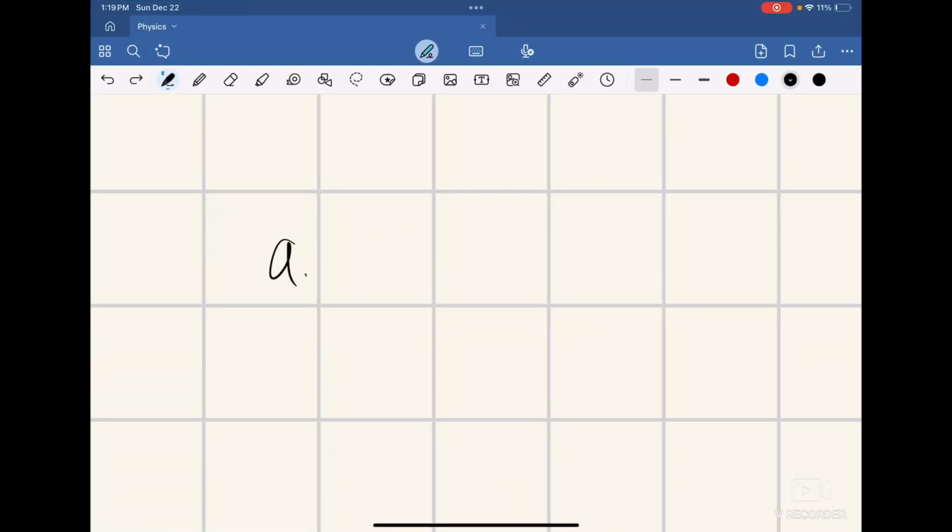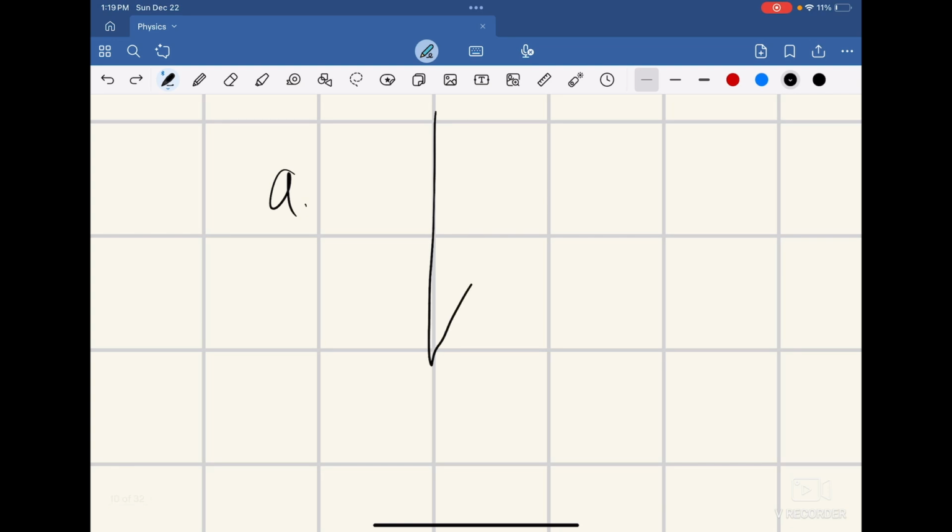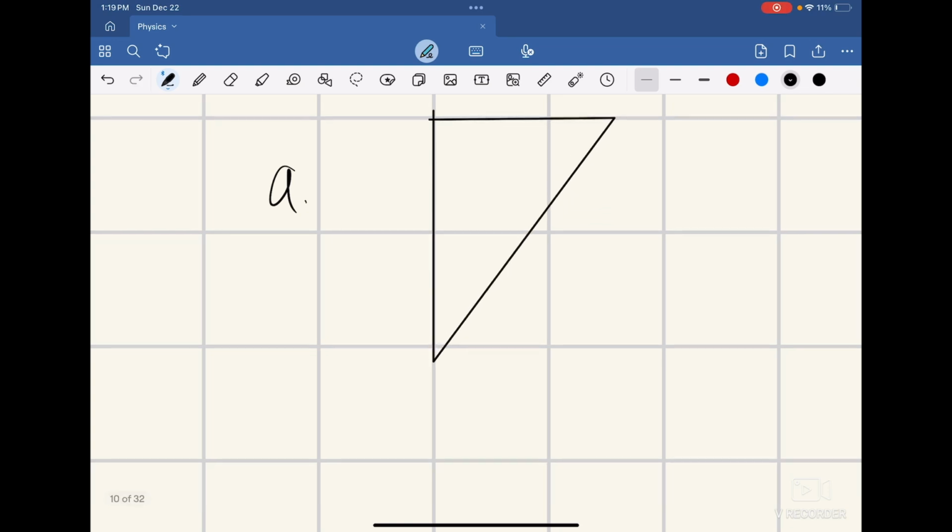Alright, hello Mr. Luong, this is FRQ number 4. Part A, we're asked to draw a free body diagram showing all the forces acting on the car, and also an arrow indicating the direction of any acceleration. So, let me just draw the system real quick. Alright, so there's a car right here.